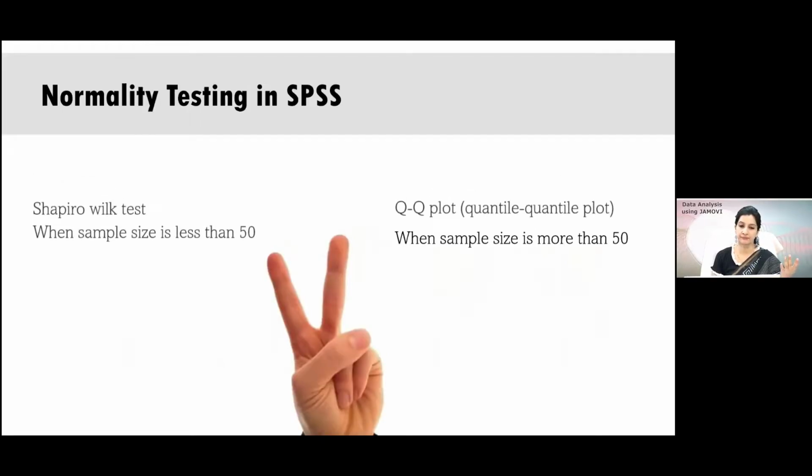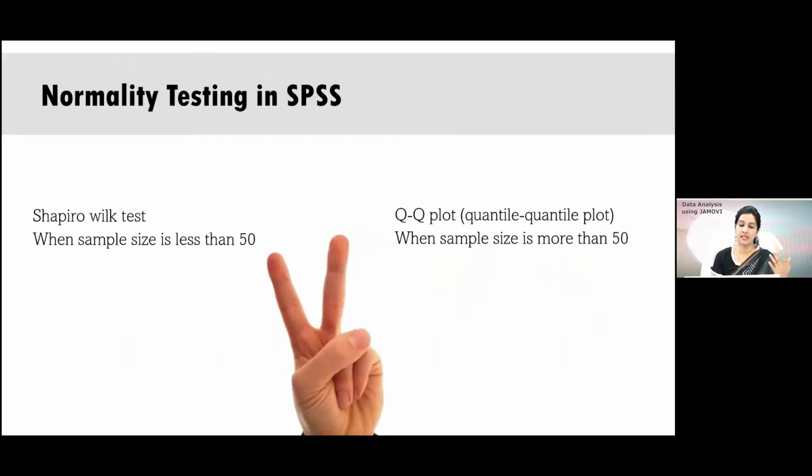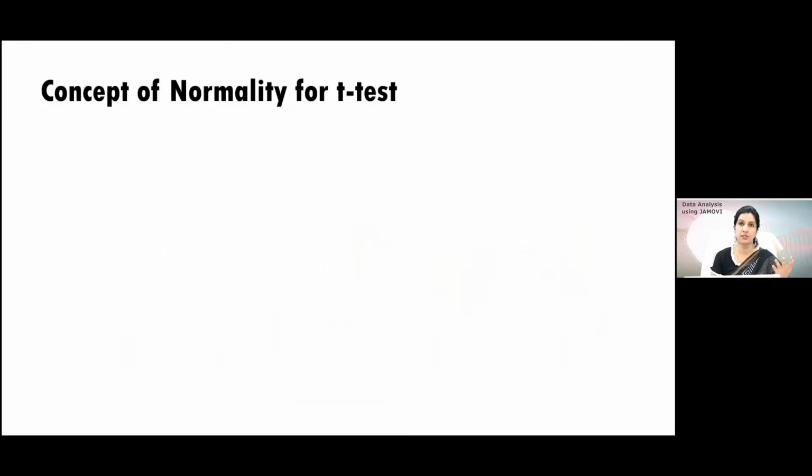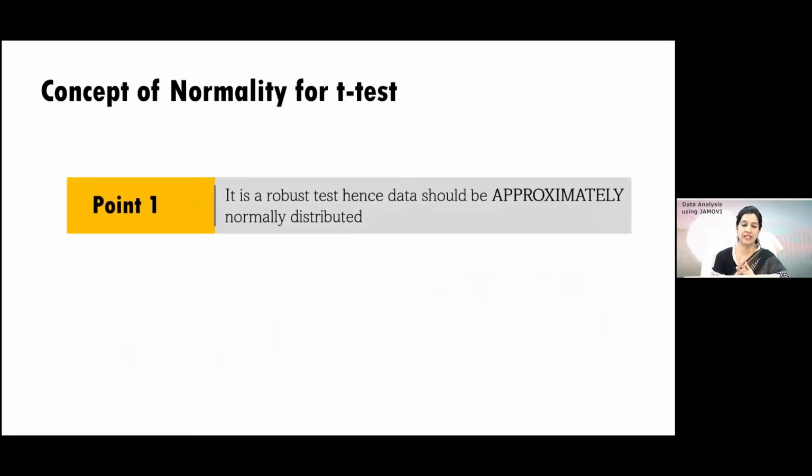In this case, I'm just leaving normality testing in SPSS because we have done this in jamovi also. So now there is a concept of normality for the t-test. In case of an independent sample t-test, it is a robust test. So if there is a slight deviation from normality, even then you can apply this test. That's why we say that the data should be approximately normally distributed. It should not be wholly or fully normally distributed. If there is a slight deviation from normal distribution, still, because the t-test is a robust test, you can apply this t-test.